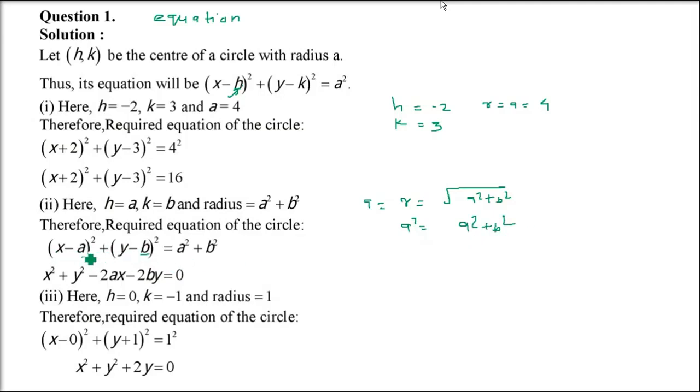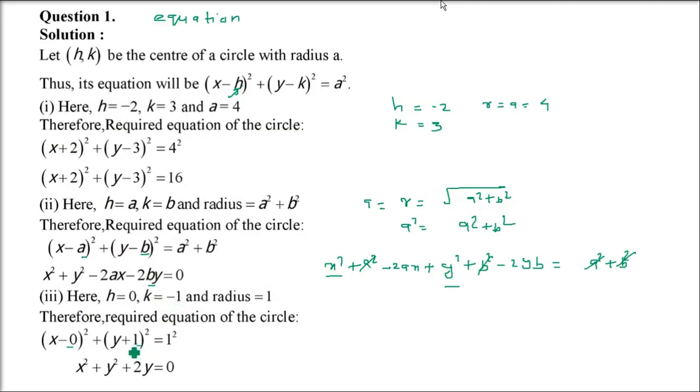Now just open this. x square plus a square minus 2ax plus y square plus b square minus 2yb equals a square plus b square. Cancel the a square and b square. You get x square plus y square minus 2ax minus 2by equals 0. The third one is center (0, minus 1) and radius is 1.